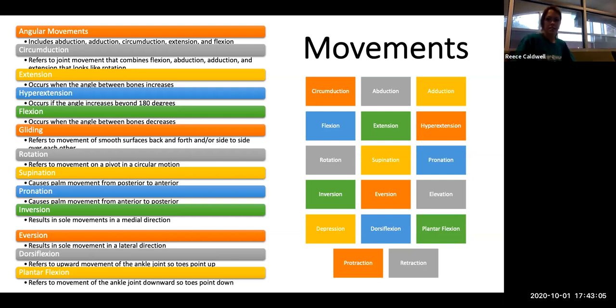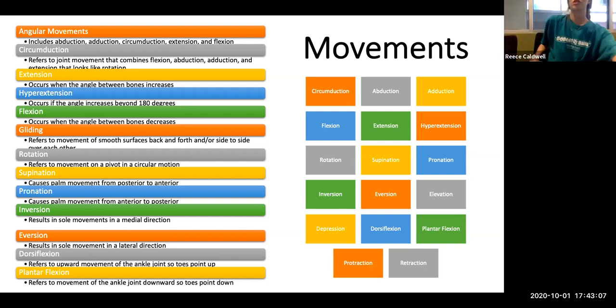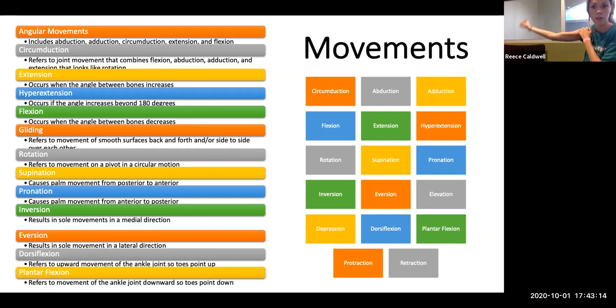Extension, hyperextension, and flexion. So extension is whenever it's at a 180-degree angle. Flexion is whenever you decrease the angle. So we're looking at the elbow joint here. It's 180 degrees. When we decrease that angle, that's flexion. If I was double jointed and could get my arm to go even further up, that would be hyperextension.